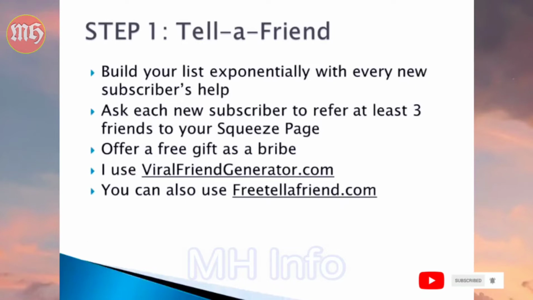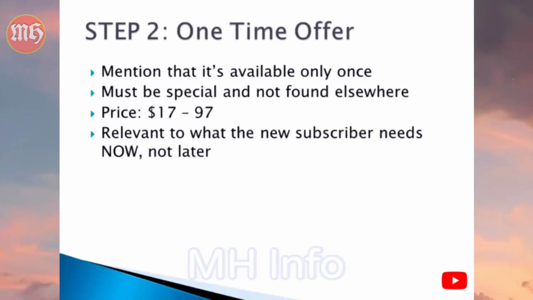If he chooses not to refer any friends, he will click on another link, "Thanks, but I'll pass. I don't want to tell my friends at this time." Whichever the choice, it doesn't matter. Some will choose to tell their friends and others will not. Regardless, this will bring them to the second page called Step 2 of 3. Step 2, One-Time Offer. Mention that it's only available once. Must be special and not found elsewhere. Price, $17 to $97. Relevant to what the new subscriber needs now, not later.